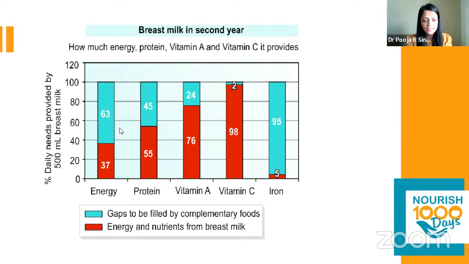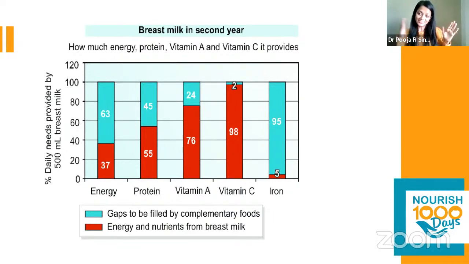But you see that a large range of nutrients is still being provided by breast milk. And in fact, you'll be surprised to know even nutrients like vitamin B12 and folate, which we are facing large scale deficiency of now, are also provided up to 80 to 90% through mother's milk.